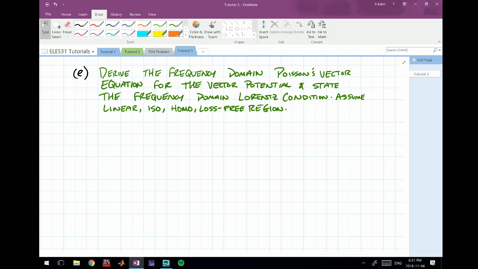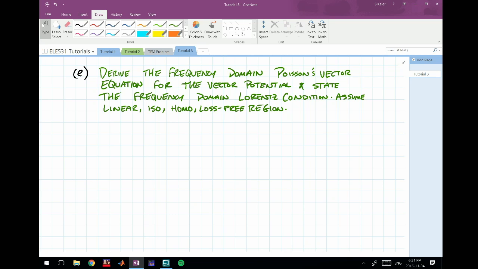We take Ampere's Law. We take the equation for the vector potential that we just defined, so we have B equals curl of A. Then we take the equation for the electric field that we just defined, so E equals minus gradient V minus j omega A. So we take pretty much all the equations we just derived, put them into Ampere's Law, and then we have to solve and get some equation. That is essentially the procedure for this question.